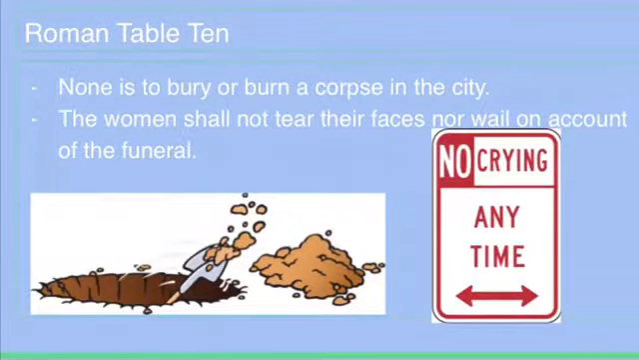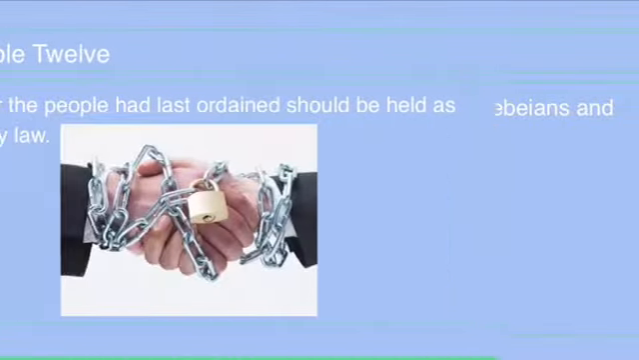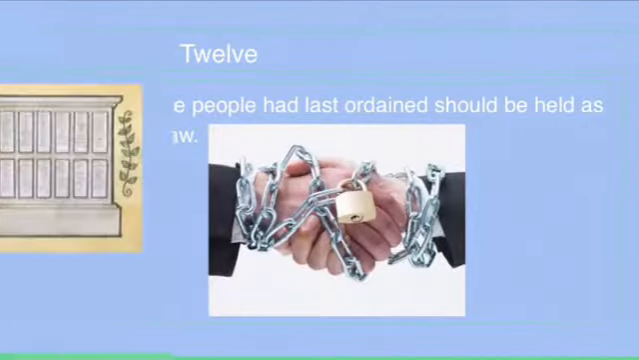Table 10. All men are forbidden to burn or bury a corpse in the city. Also, a woman is not allowed to cry because of a funeral. Table 11. Plebeians and patricians are not allowed to get married because of their rivalry. Table 12. Whatever the people had last ordained should be held as binding by law.